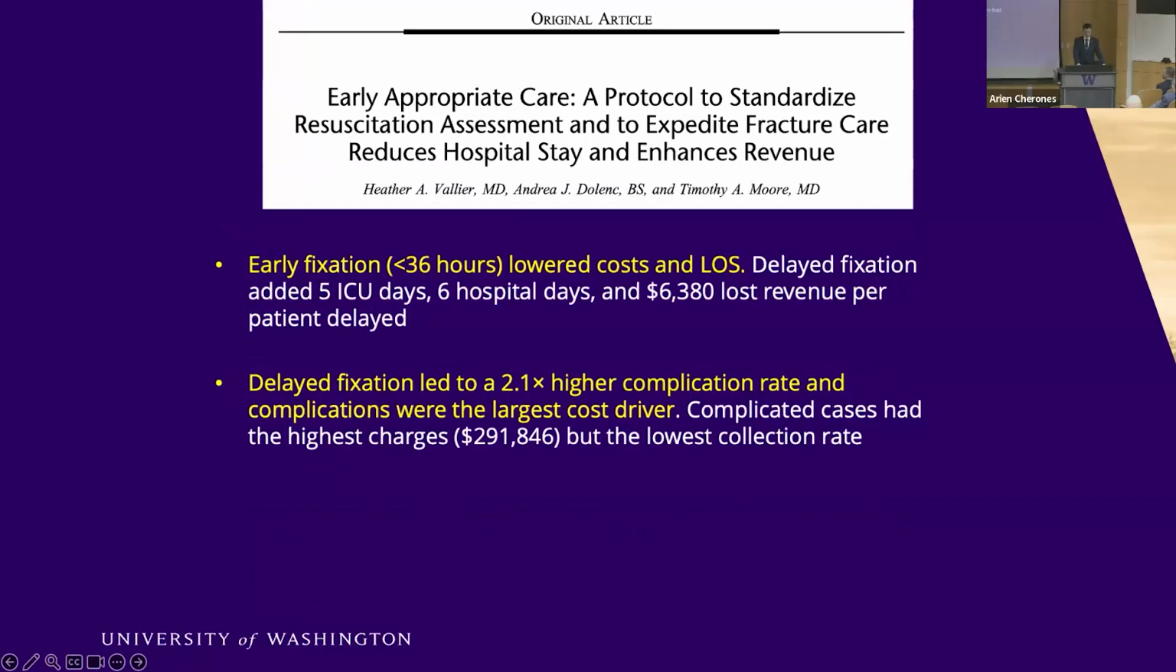And finally, on a fiscal standpoint, she again looked at early fixation less than 36 hours and found that it lowered cost and length of stay, and that delaying fixation added 5 ICU days, 6 hospital days, $6,400 in lost revenue per patient, and that delayed fixation led to 2 times higher complication rate, and complications were the largest driver of cost to the hospital. And complicated cases had the highest charge at nearly $300,000, but the lowest collection rate.